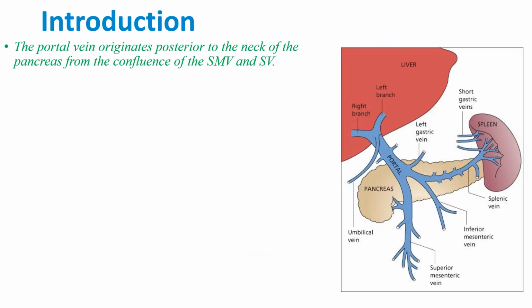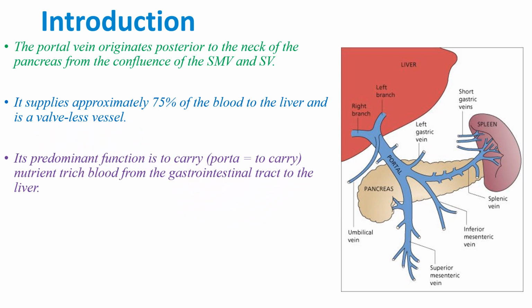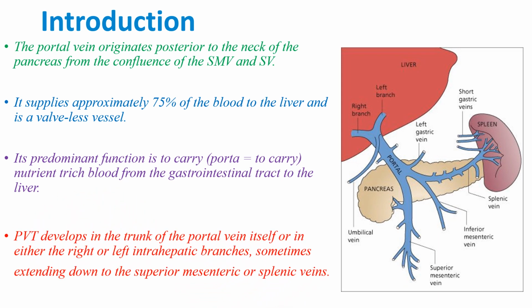The portal vein originates posterior to the neck of the pancreas from the confluence of the superior mesenteric vein and the splenic vein. It supplies approximately 75% of blood to the liver and is a valveless vessel. Its predominant function is to carry nutrient-rich blood from the gastrointestinal tract to the liver. Portal vein thrombosis develops in the trunk of the portal vein itself or in either the right or left intrahepatic branches, sometimes extending down to the superior mesenteric or splenic vein.